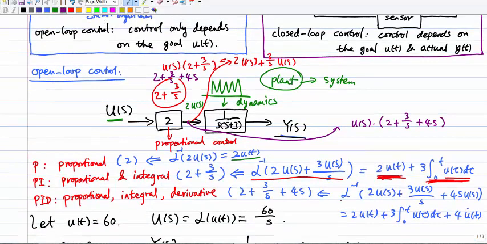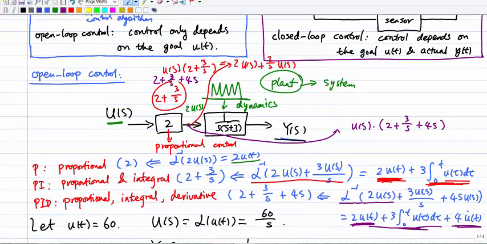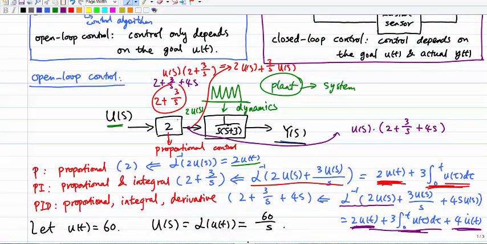So if I do the inverse Laplace transform of that, I will get 2 times u(t) plus 3 times the integral from 0 to t of u(tau) d tau plus 4 times u dot(t). Okay, this is what I get. So you have proportional, integral, and the derivative. Okay, so that's why it's called the PID control. Alright, so let's take a look at a simple one. We just have a proportional one. I'll give you a little bit of summary about what will happen if I have PID control later on.